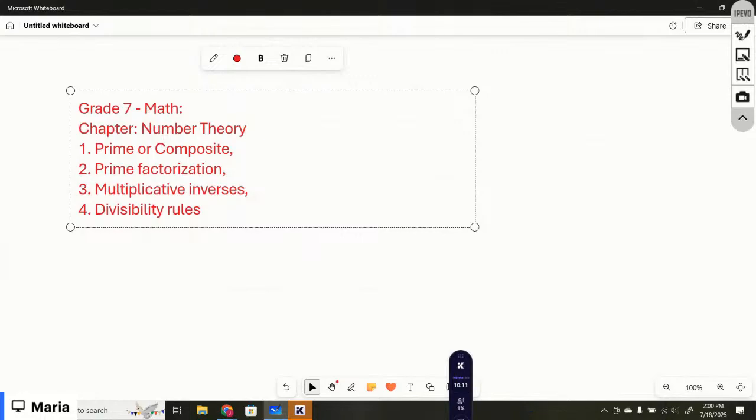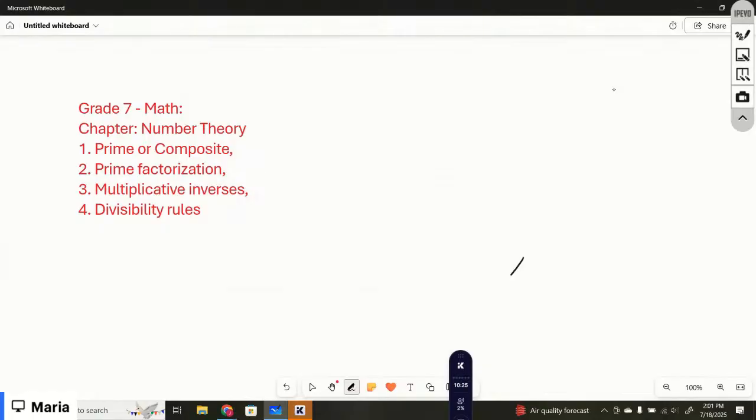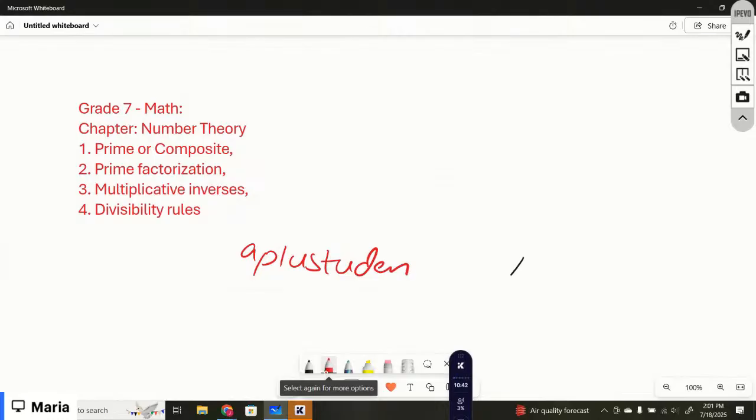You can find all the lessons on aplusstudents.com. You have to log in there using your email address and password provided by the administrator.